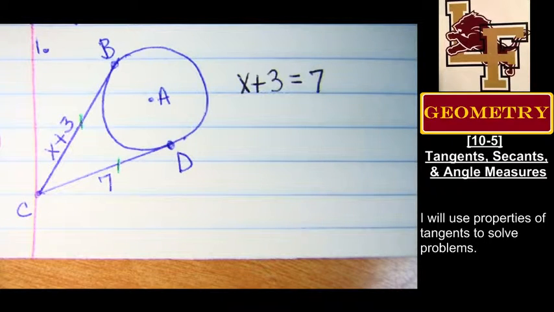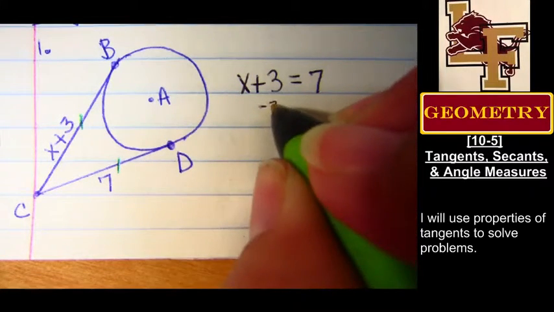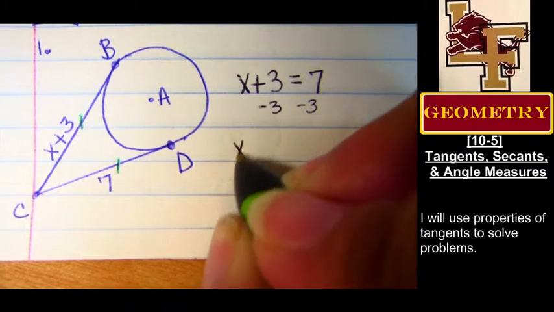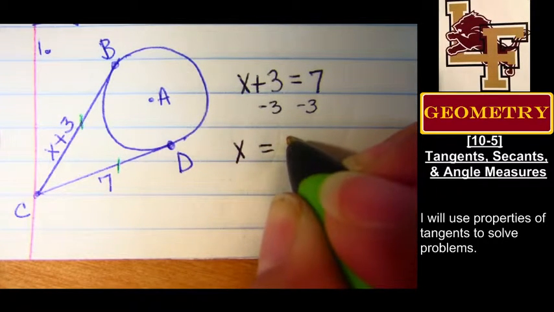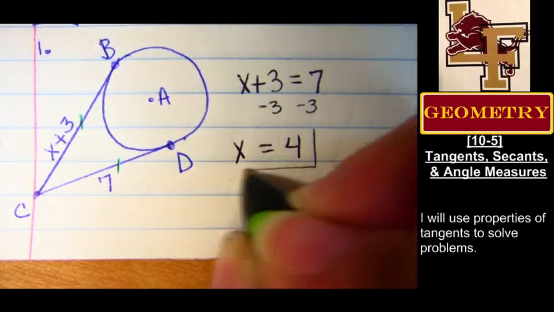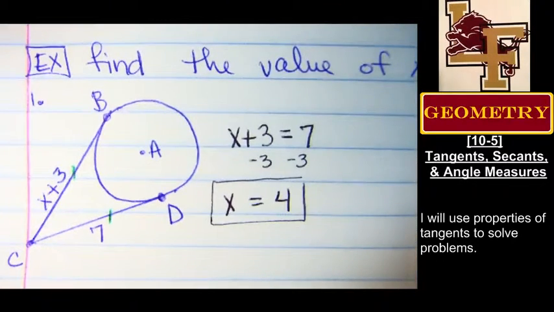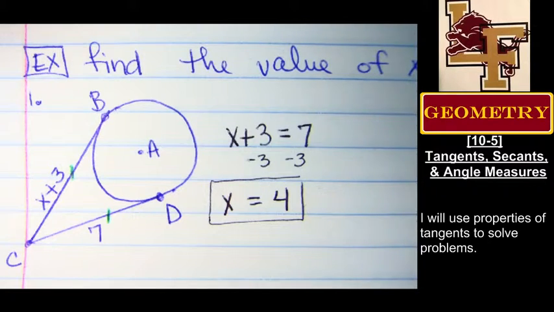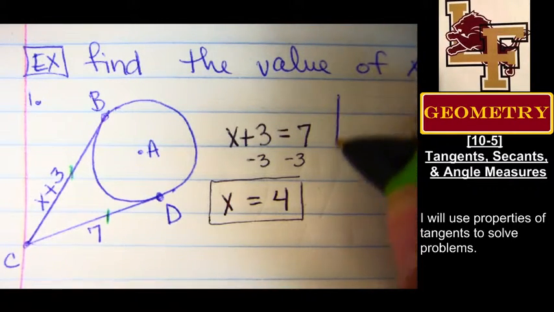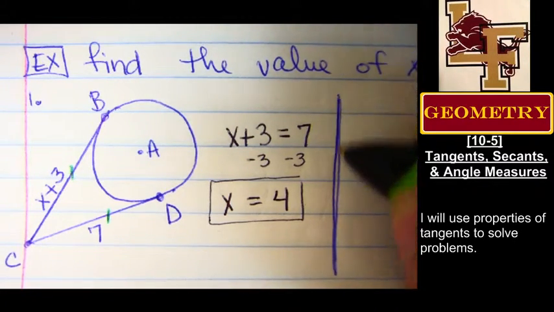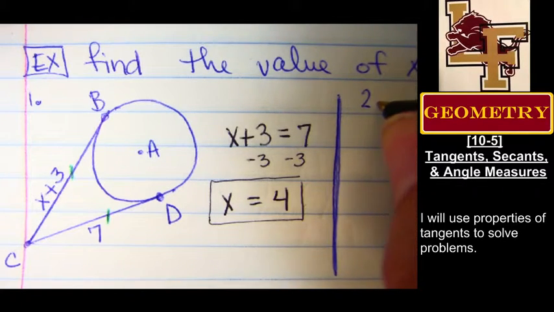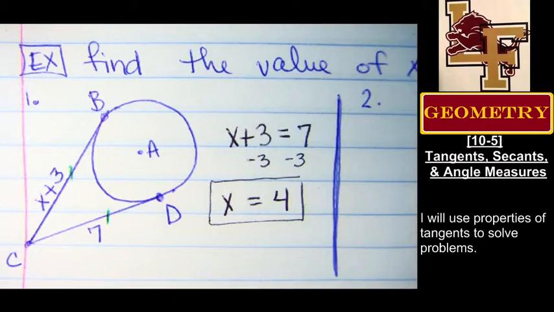And now I have a real simple equation that I can solve for x. How do I get x by itself? Subtract 3 from both sides. And when I've subtracted 3 from both sides, x equals? Beautiful. Did I find what I was looking for? Yes, because the direction said find the value of x. I'm done. Easy enough, huh? Let's work on number 2.